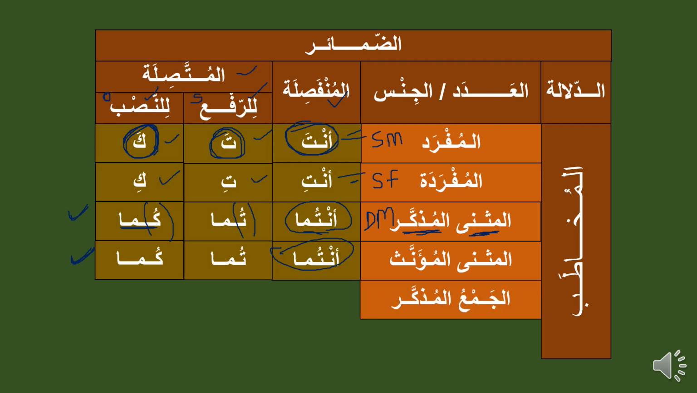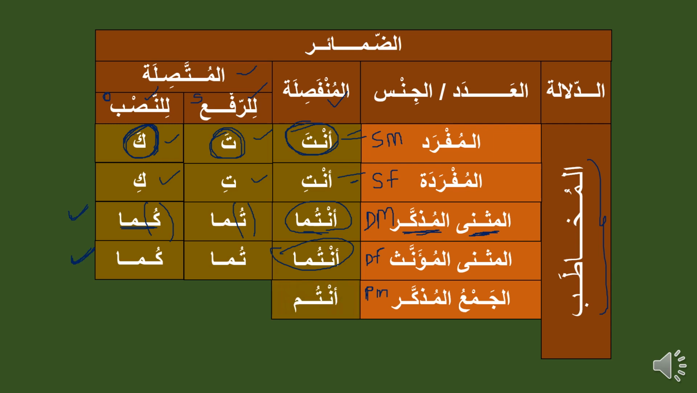So let's look at al-jamu al-muzakkar. The addressee, that is plural, the plural addressee, which are muzakkar, which are masculine. Don't forget we are under this general denotation, which is the addressee. So al jamu al muzakkar.